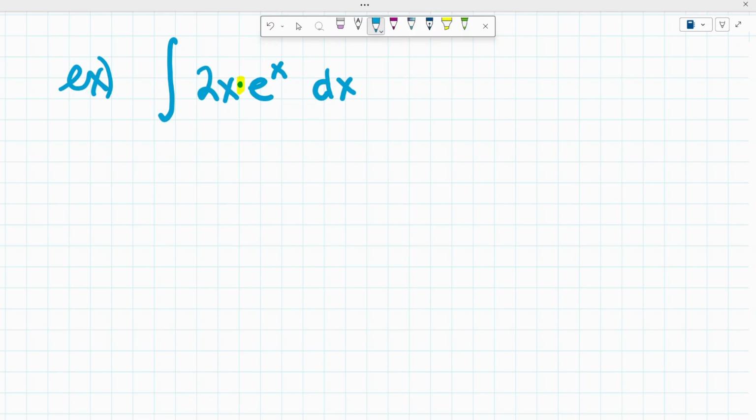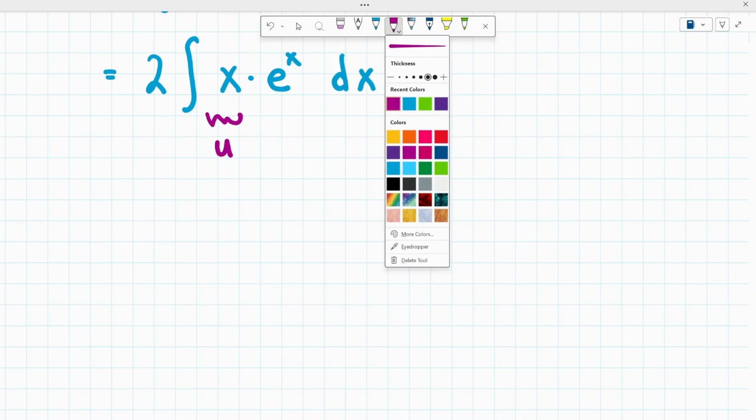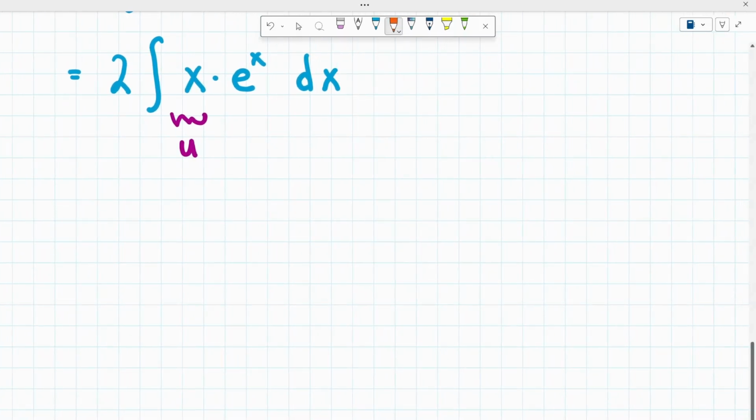Before we even get into that, let's use one of our rules of integration, and let's take our constant 2 and let's put it to the outside so that it is not in our way. So that means we have 2 multiplied by the integral of x times e to the x dx. We're still integrating with respect to x. Now let's go ahead and label this. So we have that our x is our u, and then we also have here our dv. So this whole rest of it is our dv.